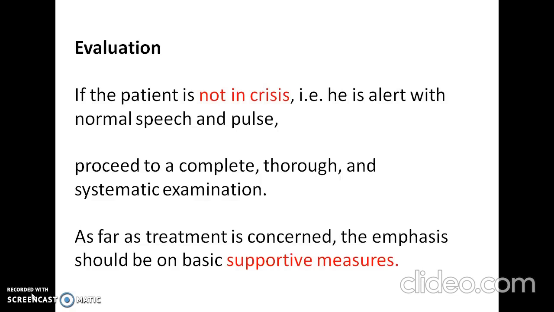In the next video, we will see the next aspect under the general principles of management of poisoning, that is the evaluation. Let us see what the different evaluating parameters included in the management of poisoning are.